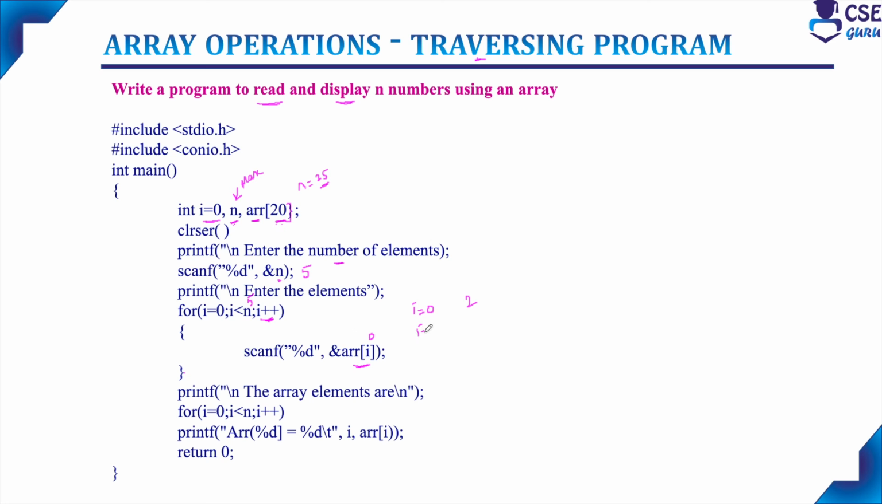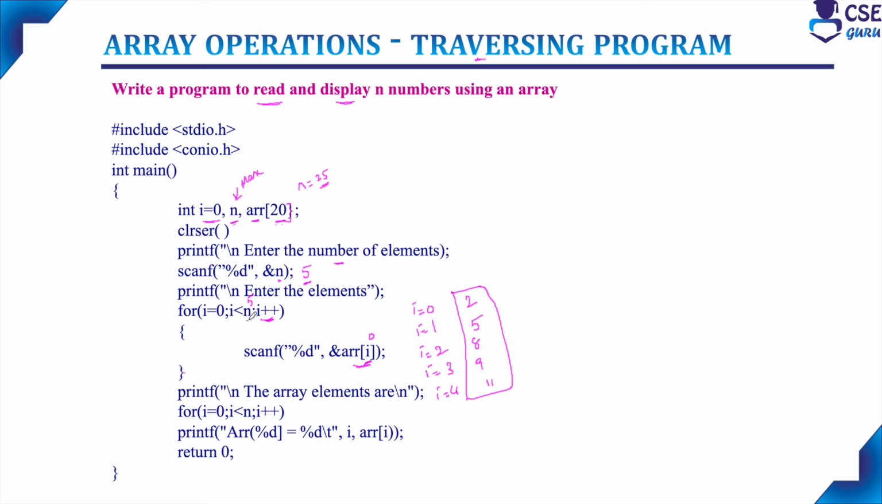Now, the i value is 1. At that time, specify the array element. I am mentioning it as 5. Next, i is equal to 2, 8. i is equal to 3, 9. i is equal to 4, 11. So, here I have entered a total of 5 elements. Here, the n value is 5 only.